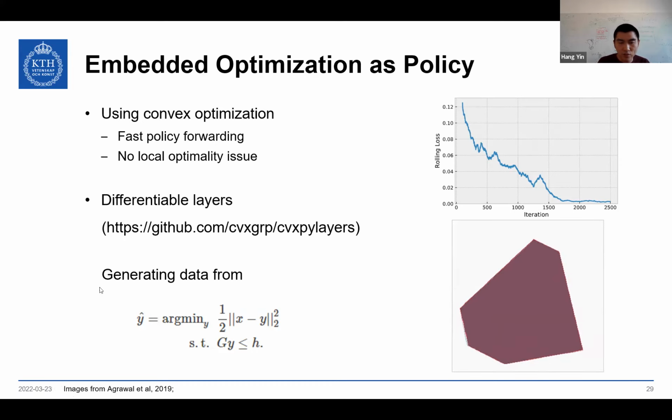Here, they only show a toy example where I'm trying to learn the polytope parameters. I have some example data saying this is the solution of my optimization problem, and the question is what the right problem parameters are that correspond to it. You can see that by following the gradient, you start from an initial guess but eventually converge to the true one, which is a really cool toolkit, I would say.